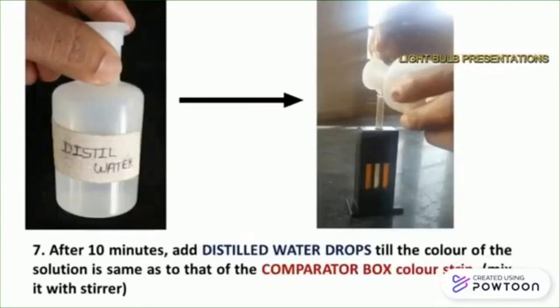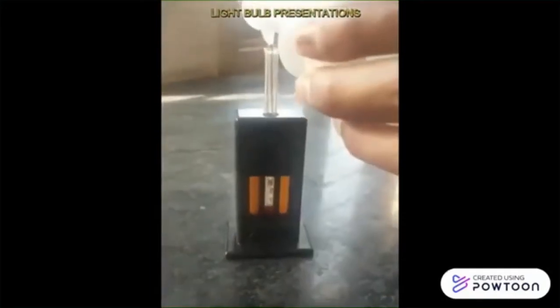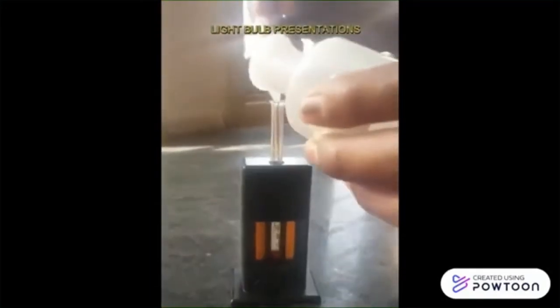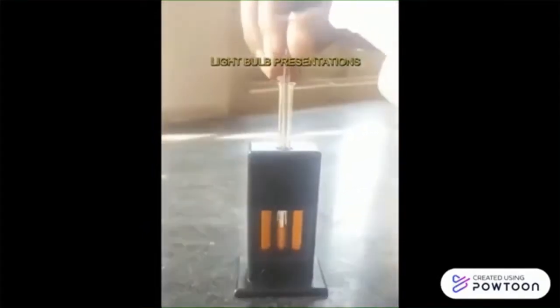After 10 minutes, distilled water was added drop by drop till the color of the solution was the same as that of the comparator box color strip. The distilled water was kept added and the solution was mixed with the help of a stirrer. The color was checked frequently.